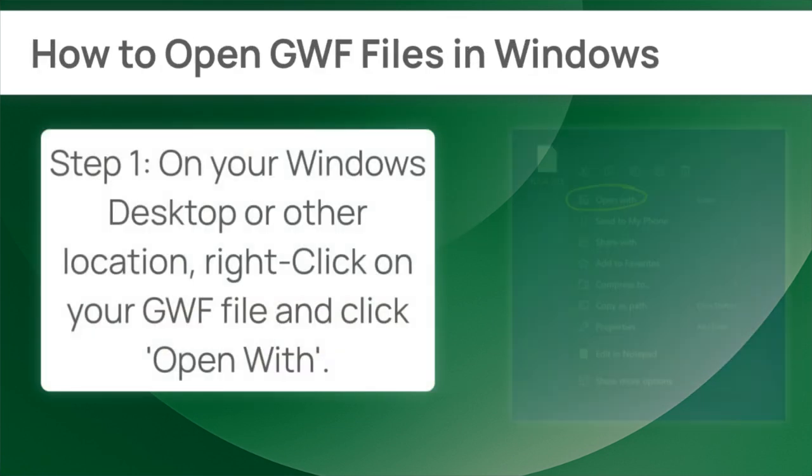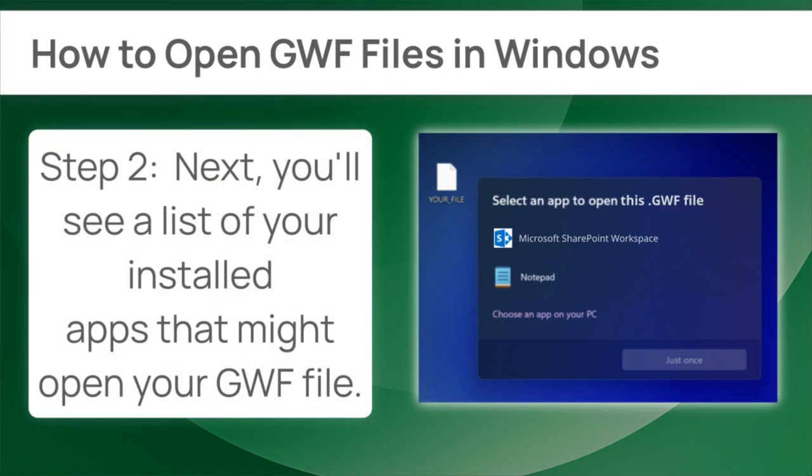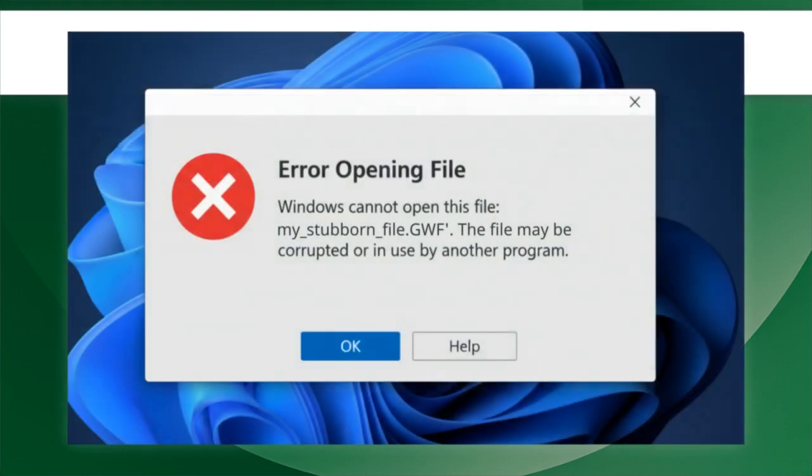Let's use the list of installed programs to identify the best match. Right-click your GWF file, then click Open With. Test Microsoft SharePoint Workspace if you see it. If it fails, select the next program in sequence. Methodical testing is best. If you are still having trouble opening the GWF file, do not worry.